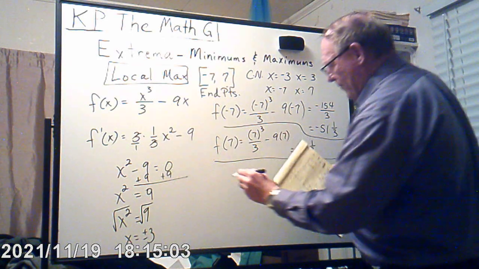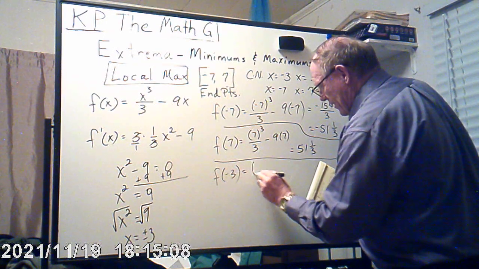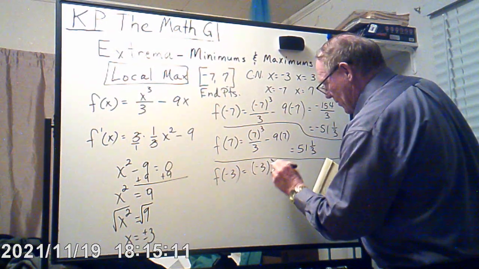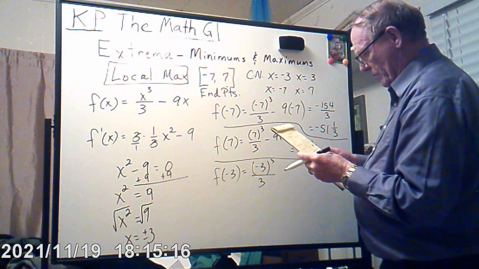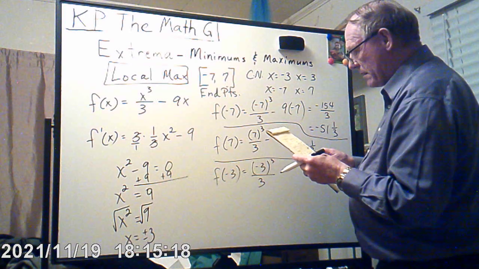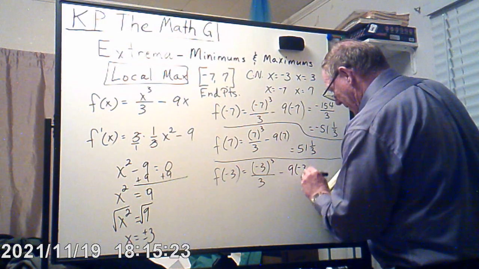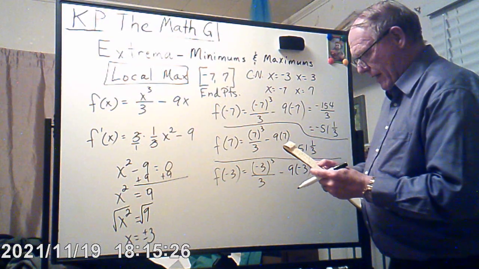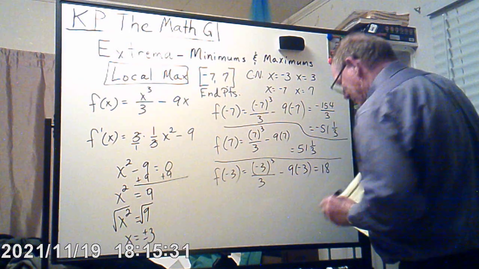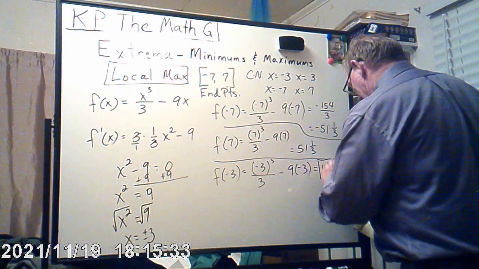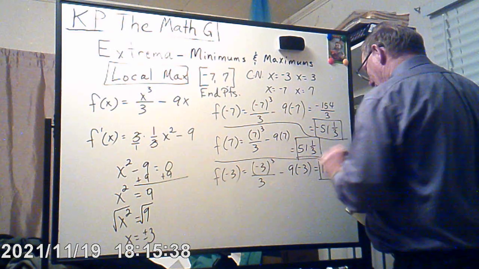Let's look at F at 3, or -3. It doesn't matter which one we do. So, -3 cubed over 3 minus 9 times -3. Again, I think I've got that to be equal to 18. Alright, so let's box these in right here. Okay, there's that one, there's that one.